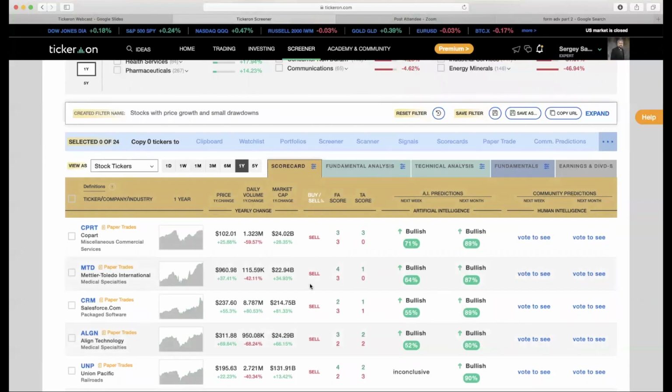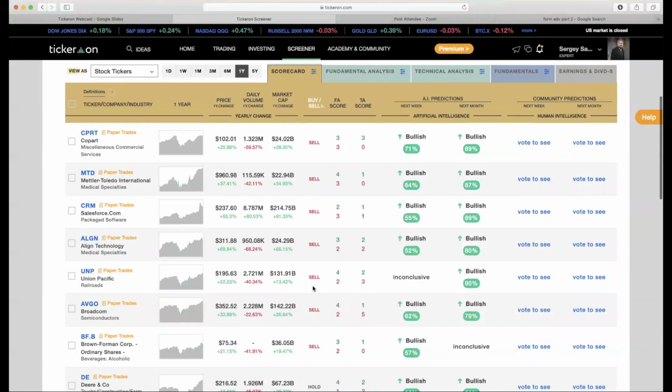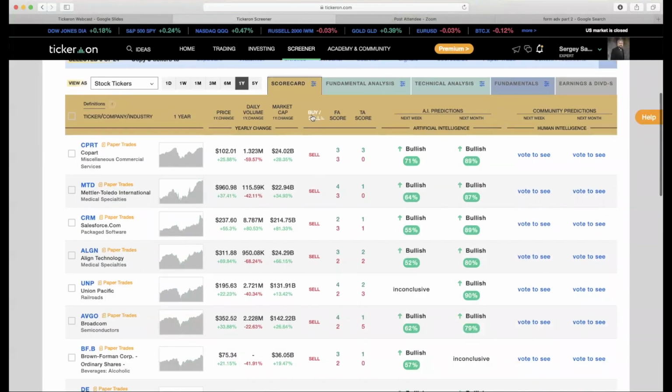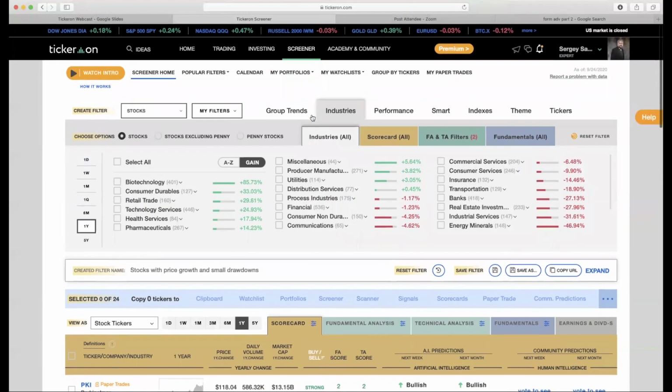Now, these aren't strong sells. Sometimes there's even strong sells. But in general, you could do the same thing in reverse, right? Where you'd know what to short. But this is the most simplified version. We have this for people that just want to get straight to it.